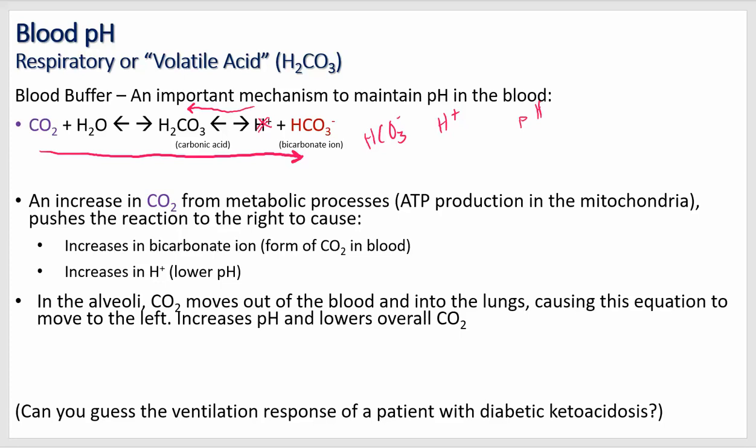All right. So an increase in carbon dioxide from metabolic processes increases bicarbonate ion, which is how carbon dioxide is stored in the blood. That is the primary way, and we'll see that in the next slide. And you need to know how much. So increased hydrogen means lower pH. And it says here, can you guess the ventilation response of a patient with diabetic ketoacidosis?